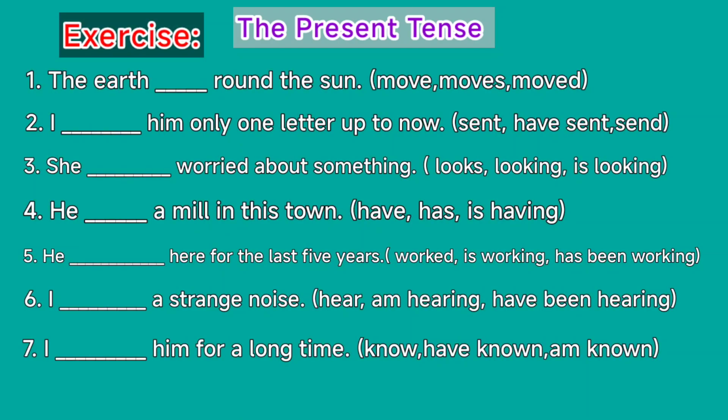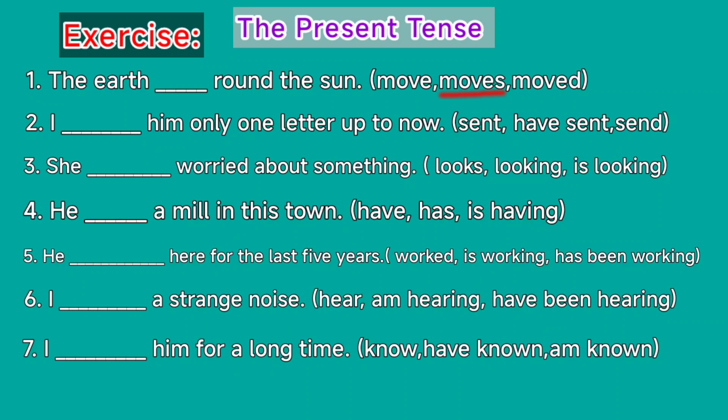You will be all right with the questions, and of course I think almost 25 questions are available now. We see those 25 questions. The first question: the earth dash round the sun. Here we have the options: move, moves, moved. Of course, this is a universal fact, and universal facts must be expressed in simple present. The simple present verb available here is moves.